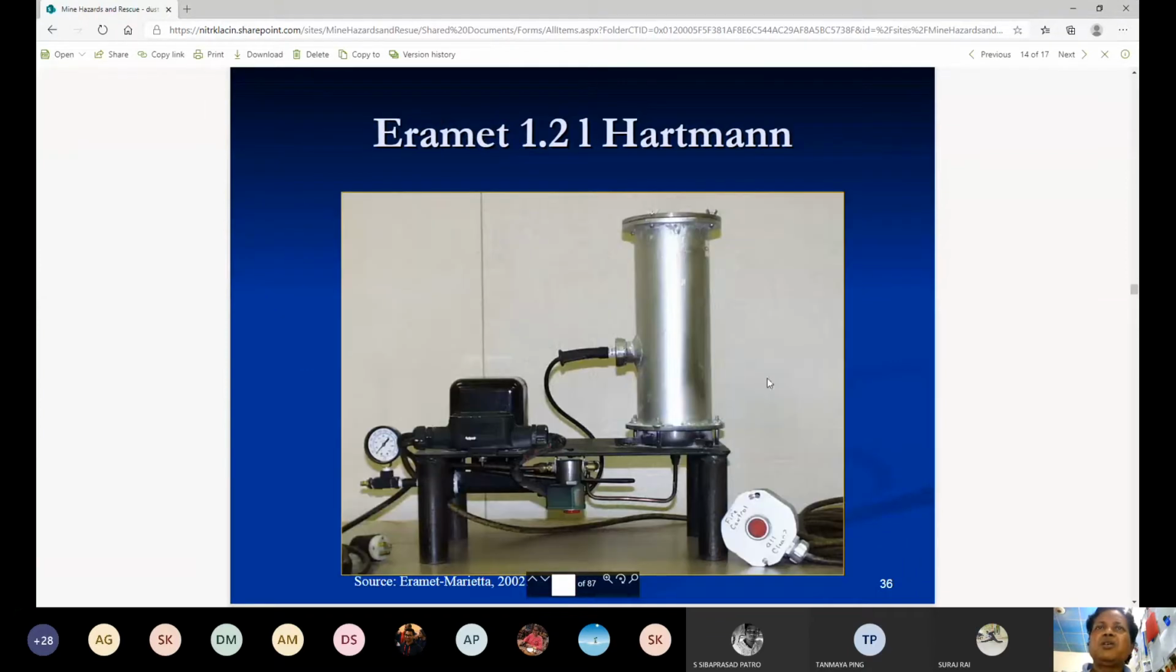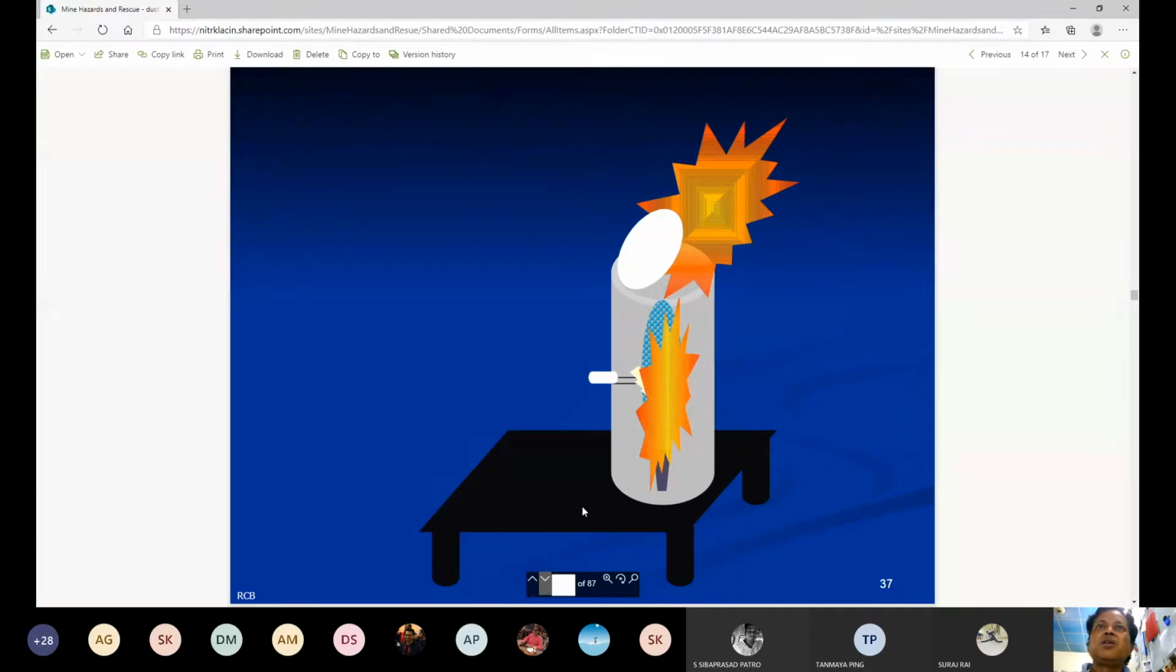This is the apparatus which is called your Hartmann apparatus. This is the chamber in which the dust explosion takes place. This is the cylindrical chamber where the dust explosion takes place, and the demonstration is given of how the dust is exploded.